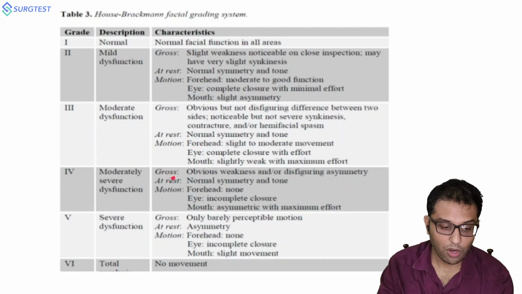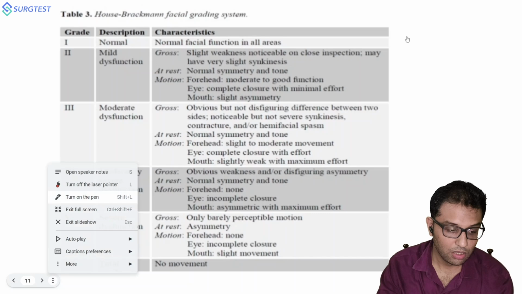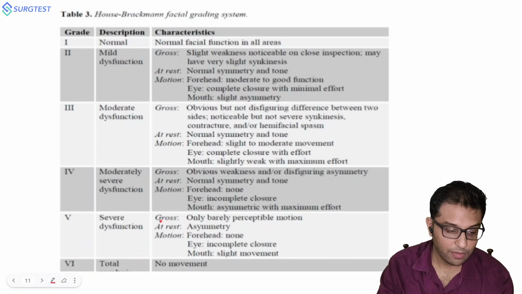In the gross component of this grading system, obvious weakness is coming in grade 4, and also when you see symmetry at rest, all the time there is normal symmetry and tone. In grade 2, grade 3, grade 4, there is normal symmetry and tone, but in grade 5 it is becoming asymmetry. So what are the important things you should learn? Number one is that asymmetry at rest comes from grade 5, and the other thing you should remember is eye closure is complete with maximal effort till grade 3. From grade 4, eye closure becomes incomplete.